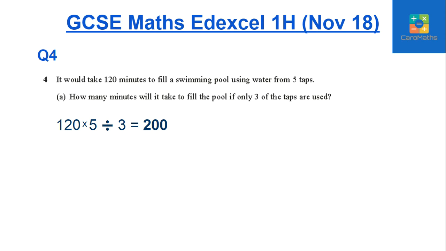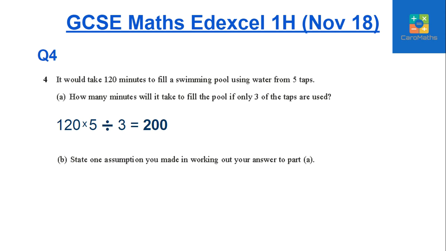This was poorly answered by many students, according to the examiner's report, because they thought that each tap took 120 divided by 5 minutes to fill the pool. So 72 minutes was the most common incorrect answer. But then students realized that it should actually take longer than 5 taps. So they just simply added 120 to the answer, giving an incorrect answer of 192.